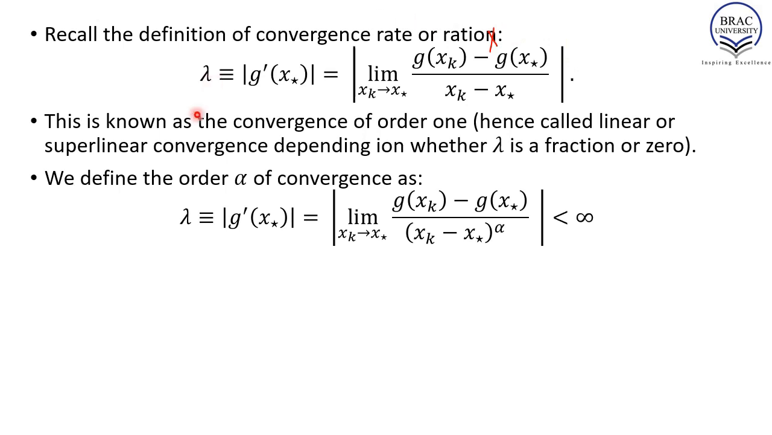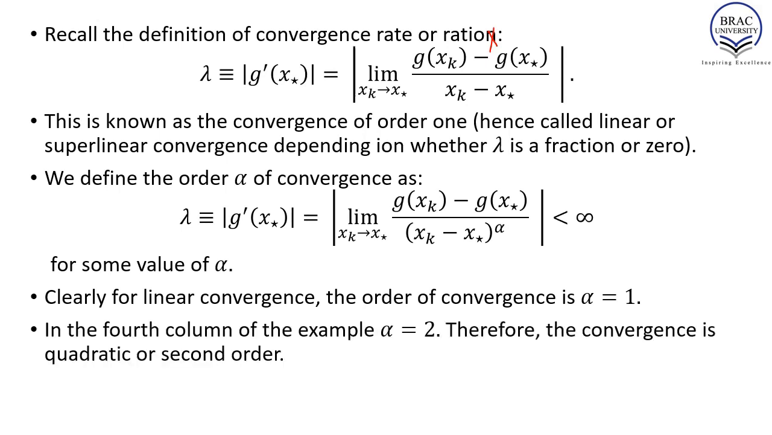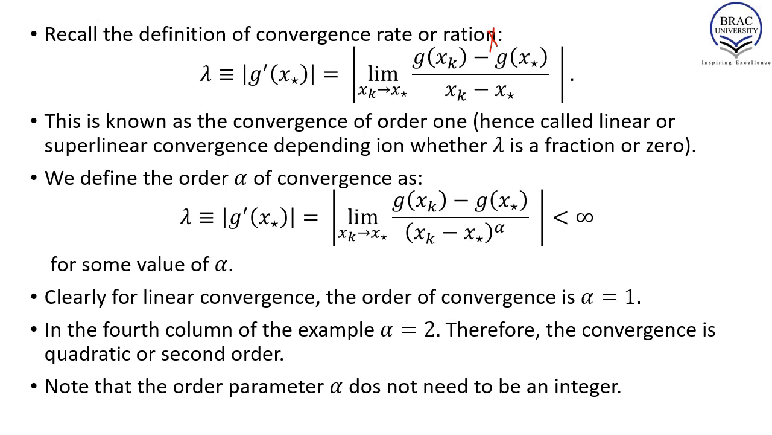Compare these two formulas for the first derivative. If alpha is 2, we call it order 2 or quadratic convergence. That is the fourth column in the previous table, what we saw here. So clearly for linear convergence, alpha equals 1. It should be noted that alpha does not have to be an integer. It could be a fraction, it could be any other number.